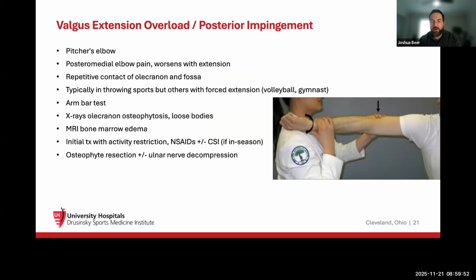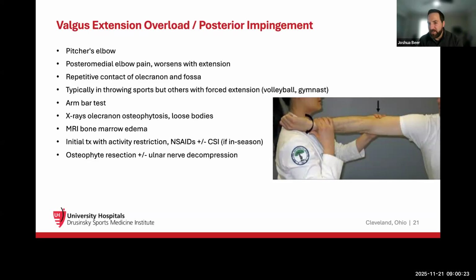With valgus extension overload, that's the terminology that's a lot of times used in the adolescent population with athletes and throwers. But this can occur more in an older population as well, and might be referred to as posterior impingement. You'll have pain over the posterior medial aspect of the elbow that's worse with forced extension. Typically, again, in throwing sports, but other sports that do forced extension of the elbow, like volleyball or gymnastics.